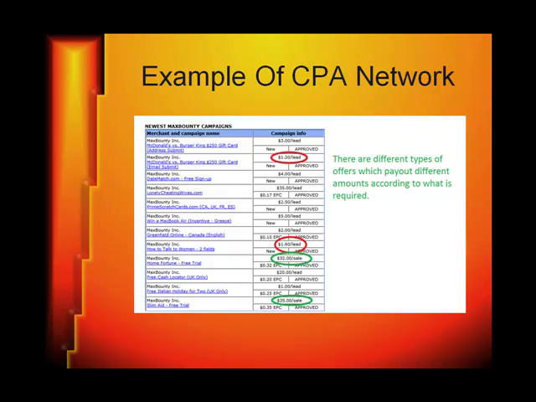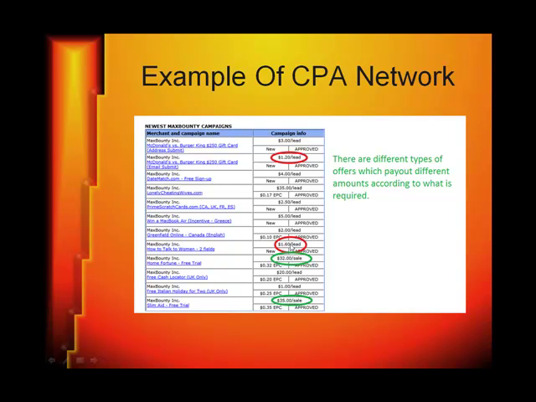For example, this is the Max Bounty CPA network, and as you can see, there are different types of offers which pay out a different amount. So you can see this one here, McDonald's versus Burger King, $250 gift card. It is an email submit. The same thing goes for this. It has a low payout.